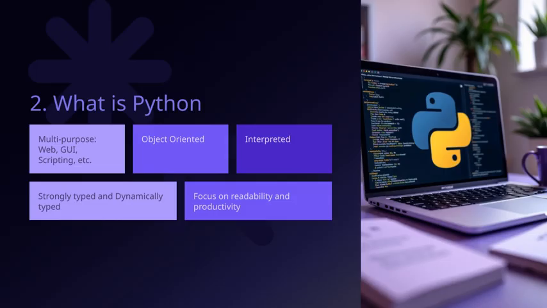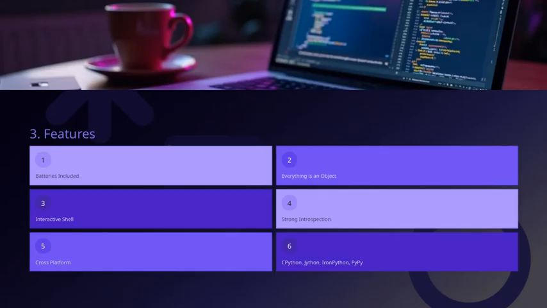A core focus of Python is readability and productivity. The language is designed so that code is easy to understand, not just for you, but for anyone else reading it, which speeds up development and collaboration. Finally, Python is an interpreted language. Instead of compiling your code beforehand, Python reads and executes it line by line, which makes testing and debugging much more straightforward. All these features together make Python a powerful, flexible, and user-friendly language, perfect for a wide range of programming tasks. Let's take a closer look at some of Python's key features that make it so powerful and versatile.